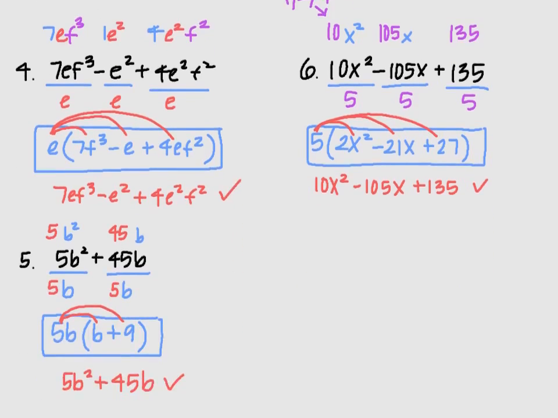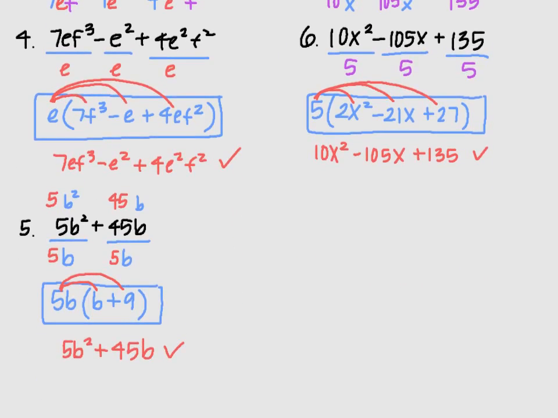Moving on to the next example, number 7. In number 7, you are given 25mp squared minus 45mp. So in example number 7, you have a binomial. You have 2 terms. In the first term and in the second term, we see that we have an m that exists in both terms. So m is part of the GCF.